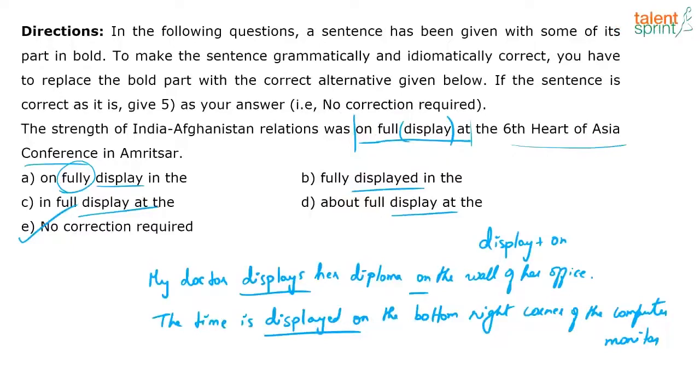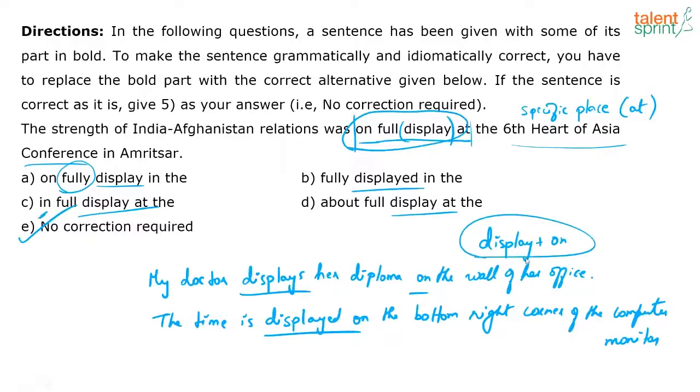It's incorrect. B, the strength of India-Afghanistan relations was fully displayed in the 6th Heart of Asia Conference. No, at, because we're talking about a specific place, you always use at. That's why in is incorrect here. The strength of India-Afghanistan relation was in full display. Again, why is in not correct? It's always on full display. You display something on something. That's where this collocation comes into play.